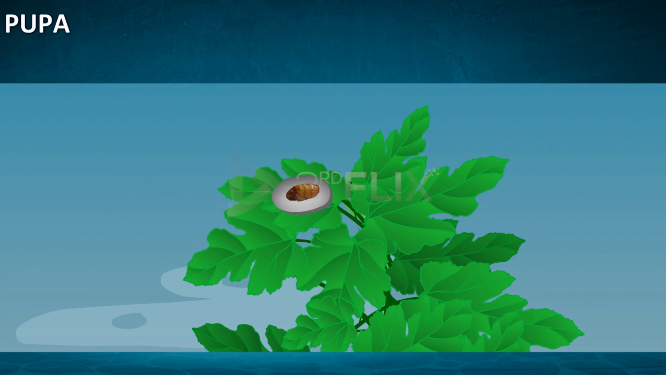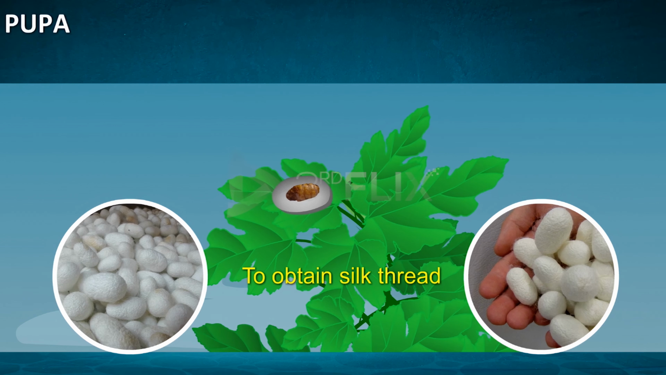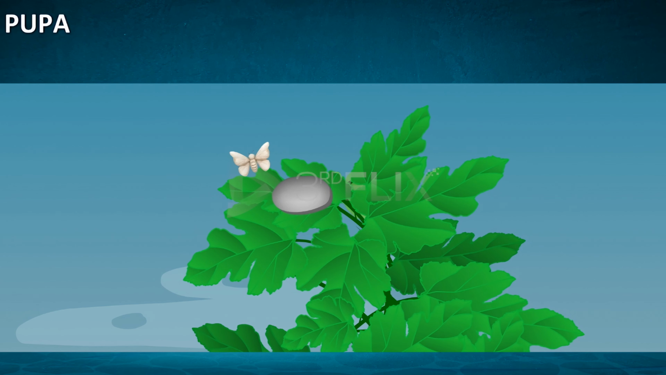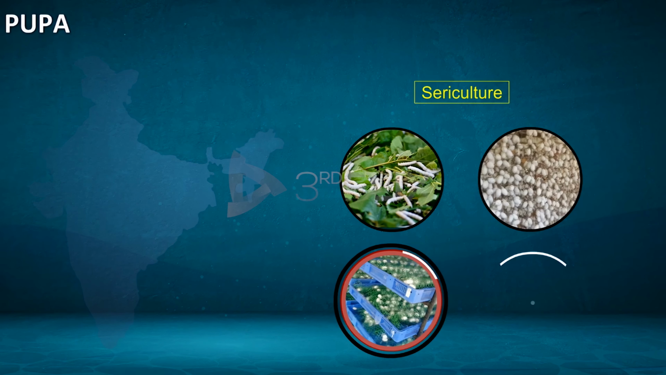Cocoons are collected to obtain the silk thread. The worms inside the cocoon get transformed into adults. From ancient times, sericulture has been practiced in India.